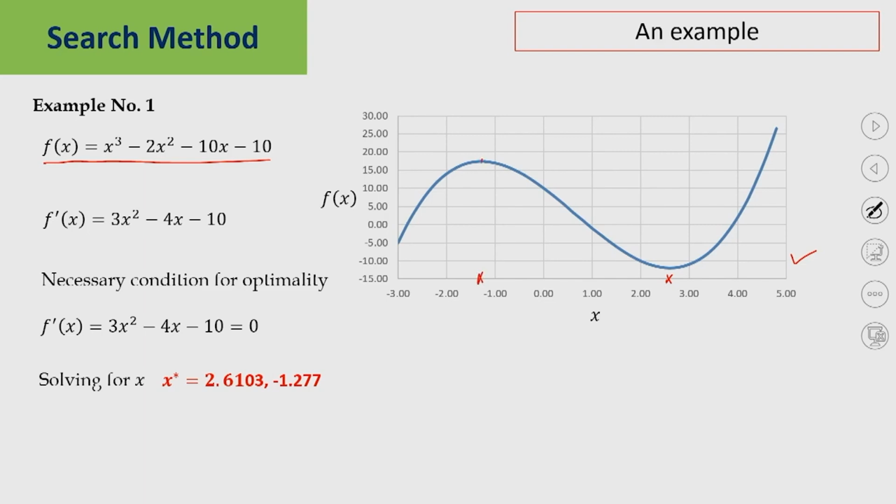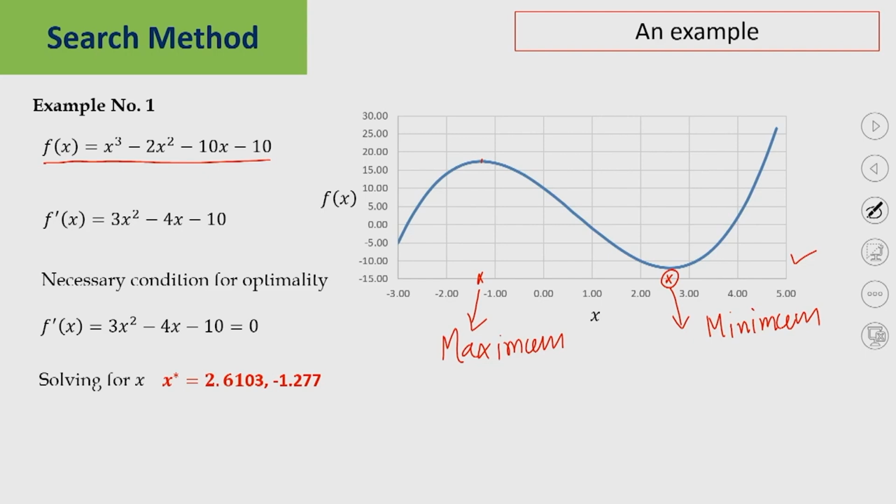By looking at the curve itself, you can tell that this is the minimum of this function and this is the maximum of this particular function. Now, if I say that the search space is between minus 3 and plus 5, in that case this is not a unimodal function.